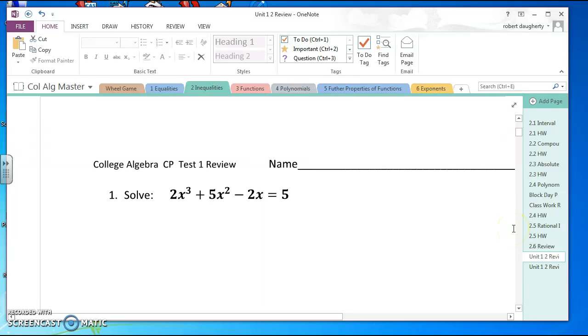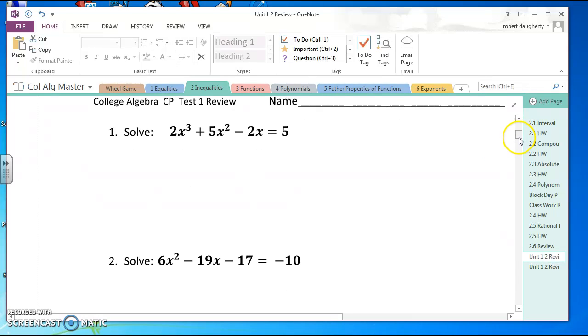Okay, we have a review for the unit test on units 1 and 2, that's equalities and inequalities. So I'm going to try to work it page by page.